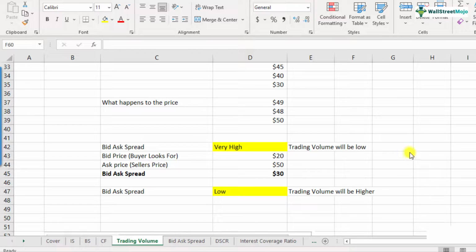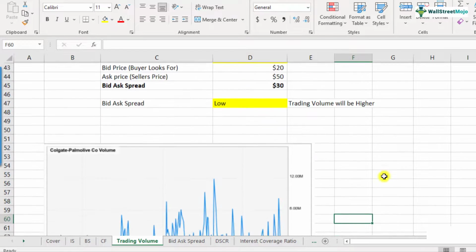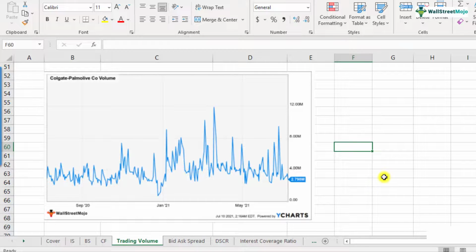Let us now look at how the trading volume of Colgate looks like. So here is the chart of trading volume of Colgate, and this is the chart of the last 1 year of its trading volume. As we can see, the trading volume has been fluctuating, and it has shown a peak of around 12 million, and at the lower end, I think it was at around 1 million. But on an average, this has been in the range of 3 to 4 million.